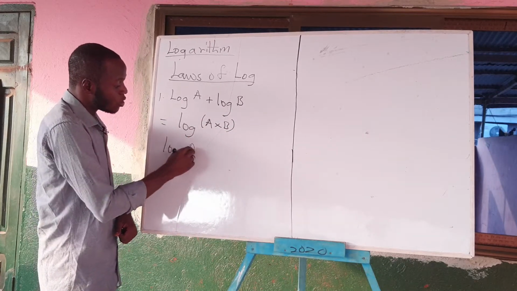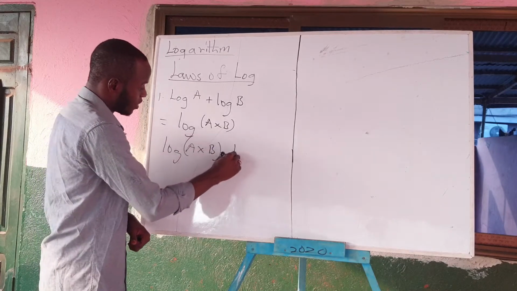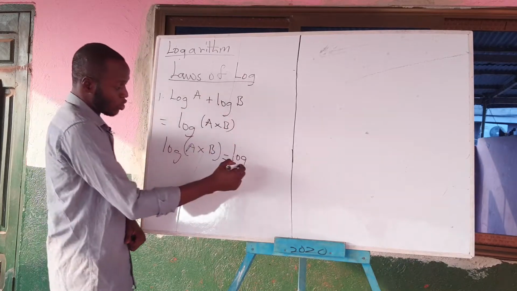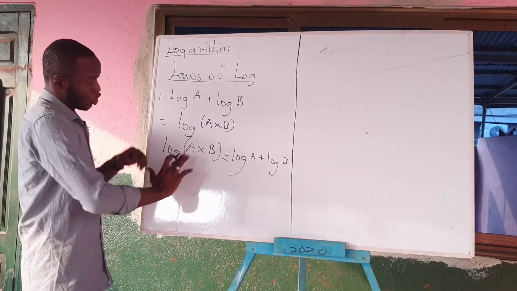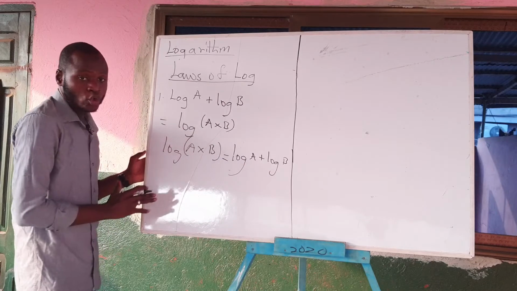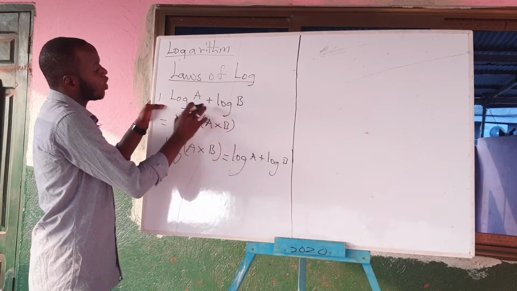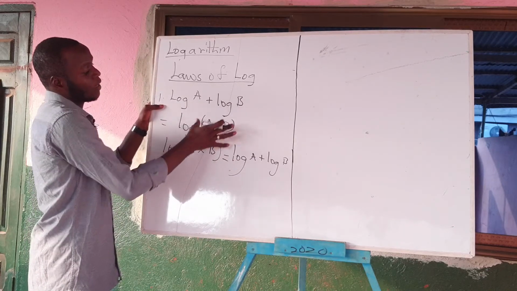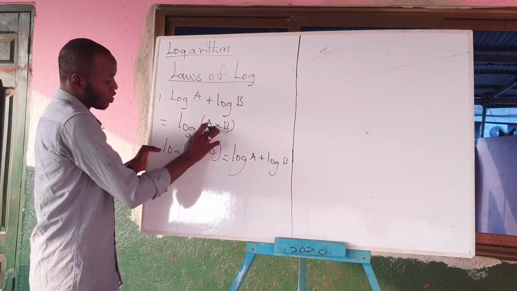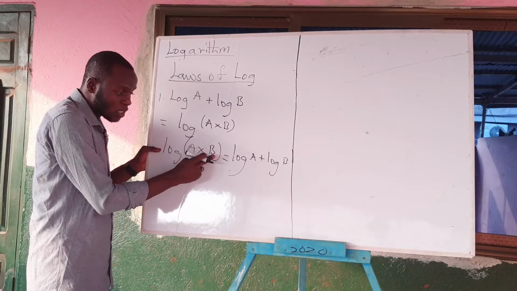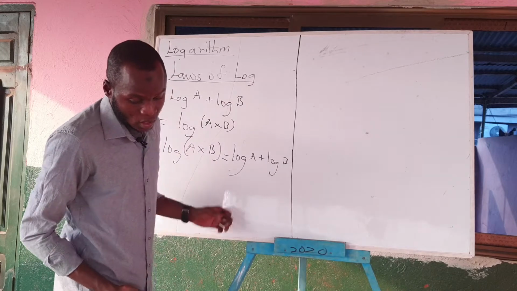If the logs were like this, you can also send it back to this one, which is log a plus log b. So this is a short explanation of the first law of logarithm, which says that if you have log a plus log b, you can choose to write one of the logs, then you multiply the numbers. If it is the other way around, where we have log a times b, then we can introduce an addition sign and write the logs like that.